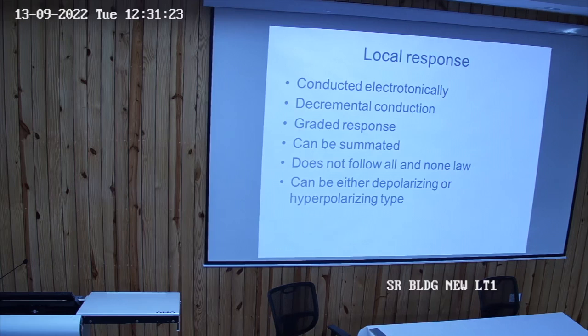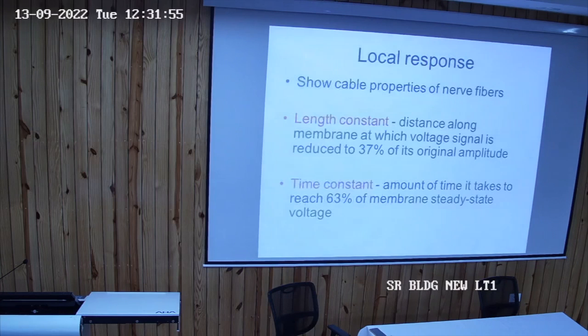Now local responses, this we have seen. These are the properties of synapse which you have already studied. It is a one-way conduction. It does not follow the all or none response. Slowly, even if you give the impulse, it will generate and it will come into an excitation or inhibition, whatever is there. So it's a graded response. It can be summated. All or none law means either it's a yes or it's a no. Then it can be either depolarizing or hyperpolarizing type.